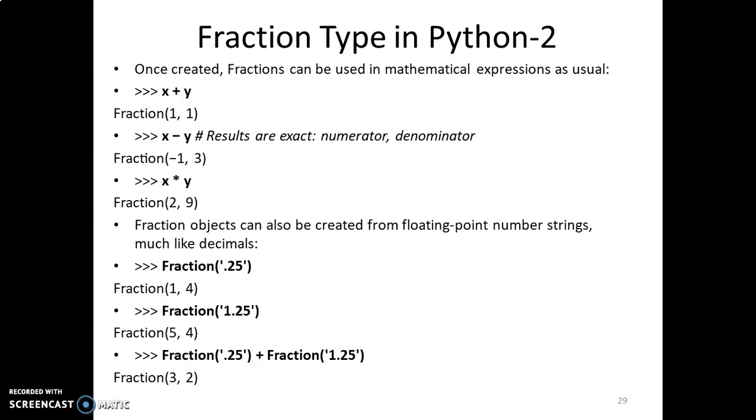Another way of representing a fraction object is, instead of passing two integers, to simply pass it a floating point number as a string. Like we have done here, the Fraction function is passed a float number enclosed in single quotes, so it represents a floating point number as a string. So this 0.25 is taken up as fraction 1 by 4 and this 1.25 is taken up as fraction 5 by 4. And obviously if you add them, you get the answer as fraction 3 by 2.